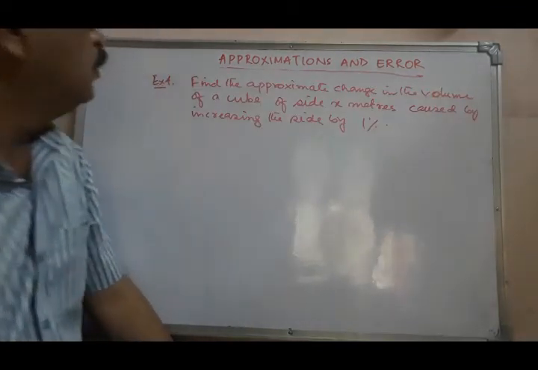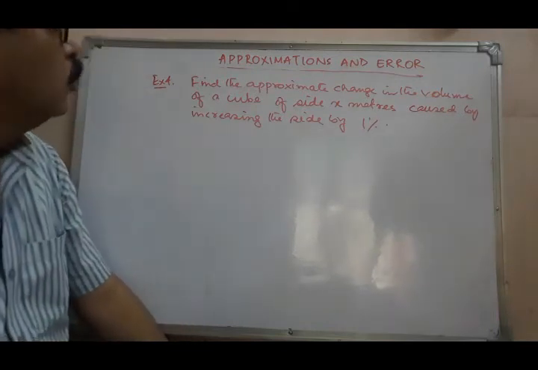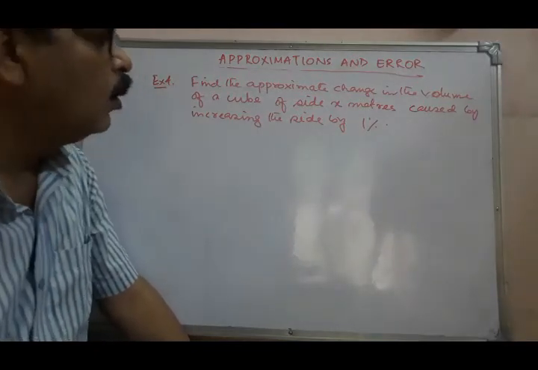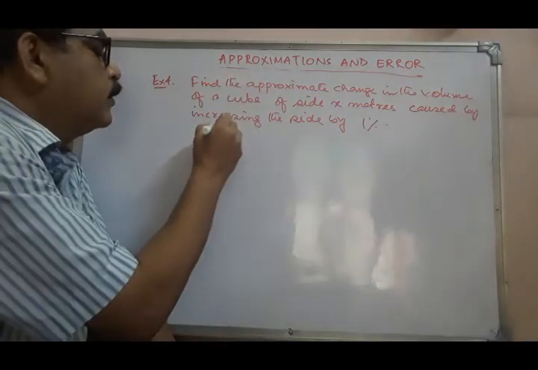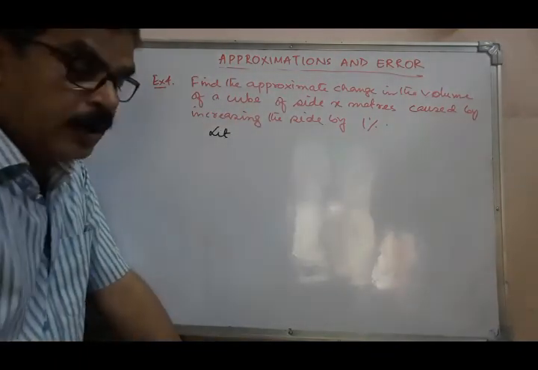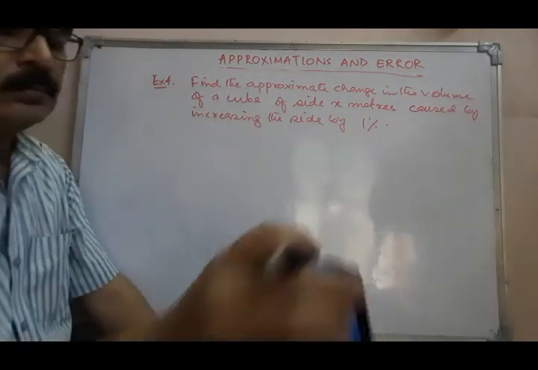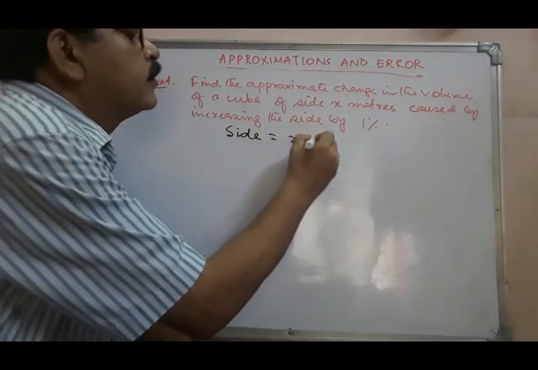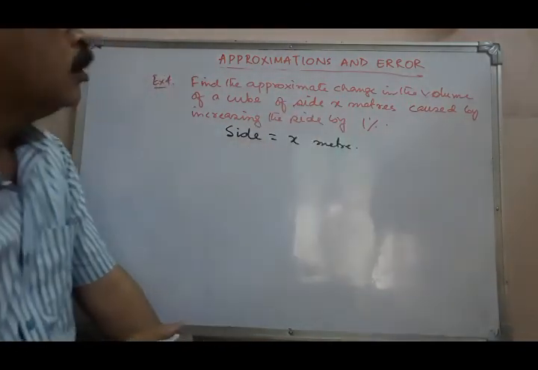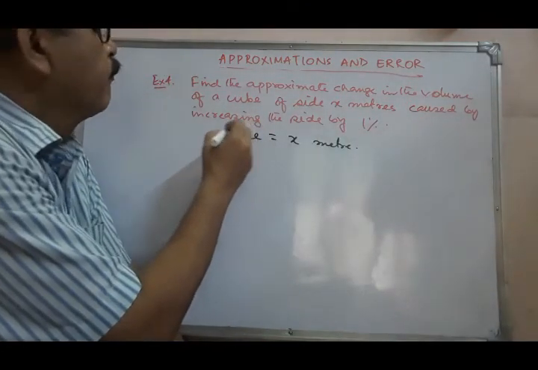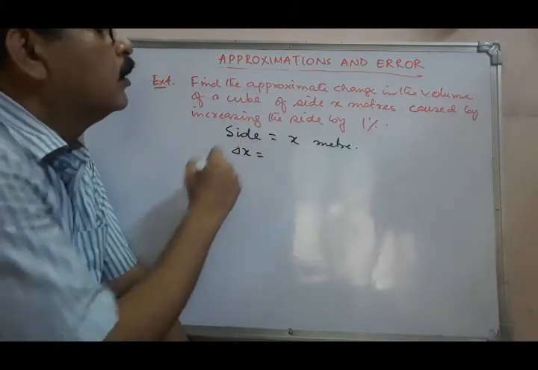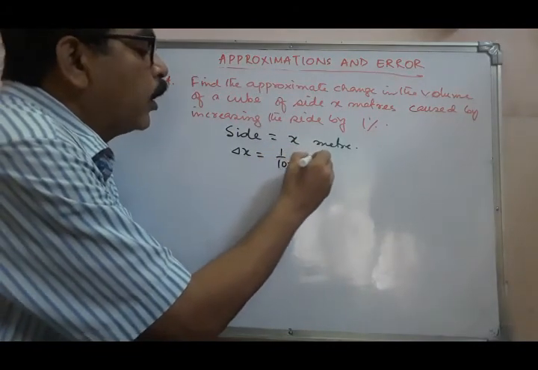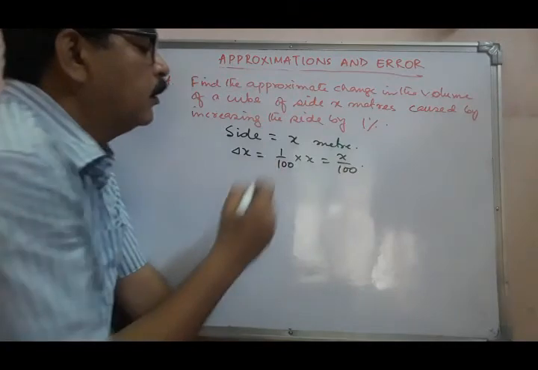Example number 4. Find the approximate change in the volume of a cube of side x meters caused by increasing the side by 1%. So let the side, already given, be x meters. So therefore delta x, that is increasing 1%, so 1 by 100 into x, so that is x by 100.